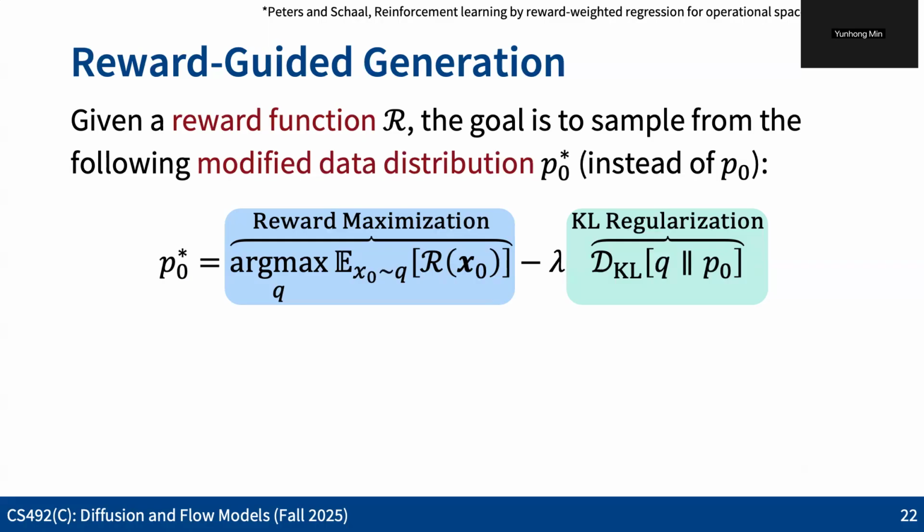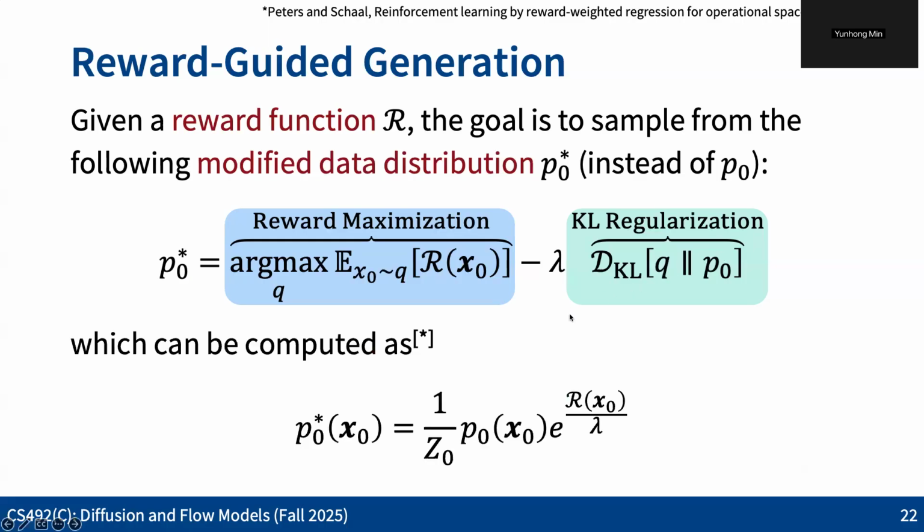So now we want to sample the final data point not from here, but from here, from P0 star. If we simplify this, skipping some details, this formulation of P0 star can be rewritten in this way with a normalizing term, Z0 here. Actually, it can be simplified in this way, having a reward function and also the weight here.